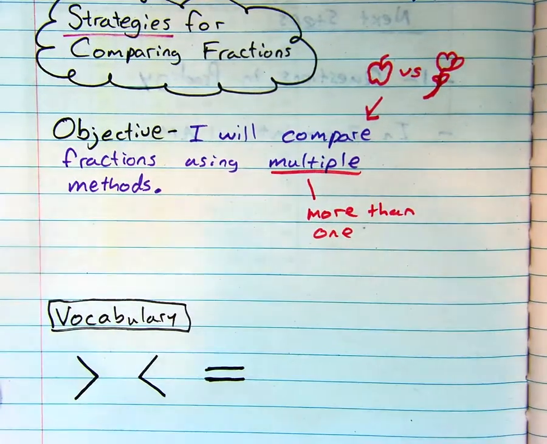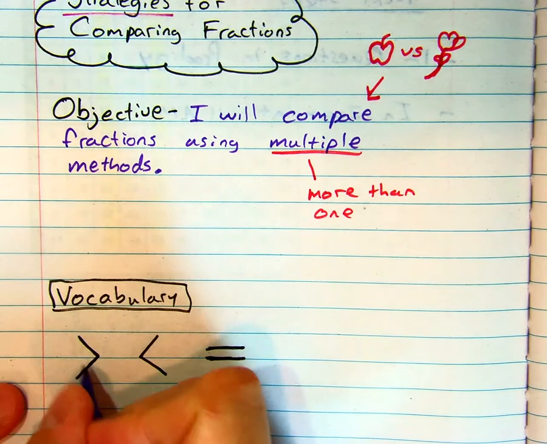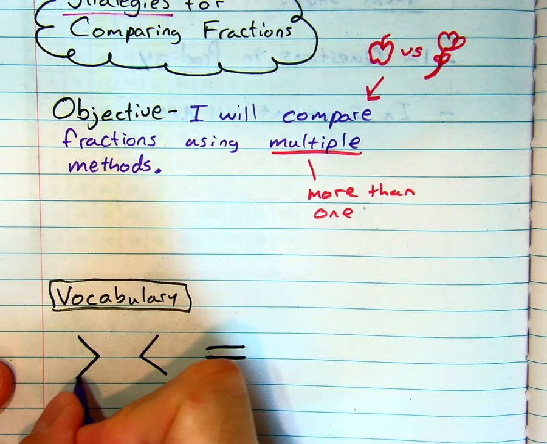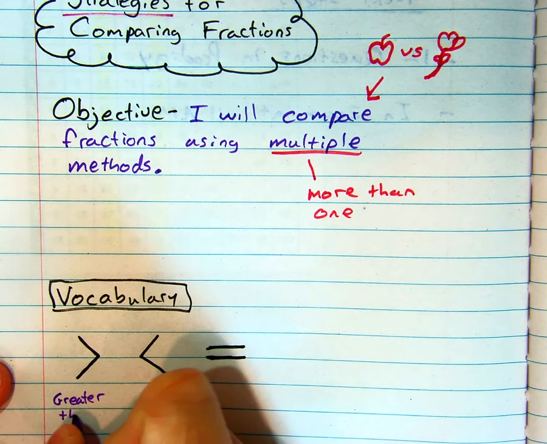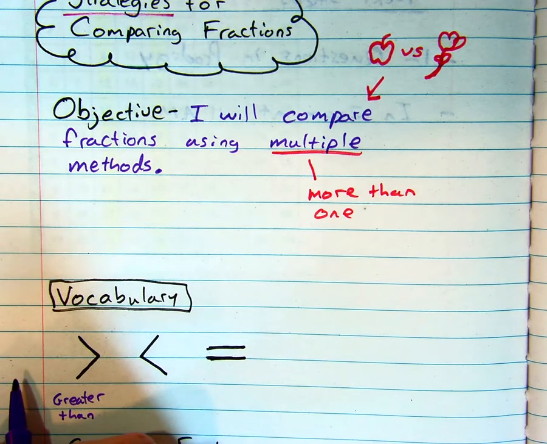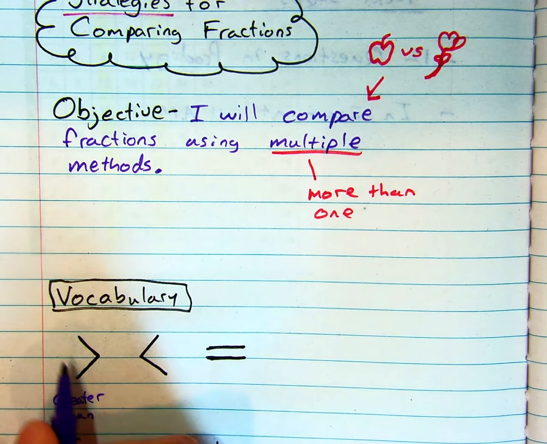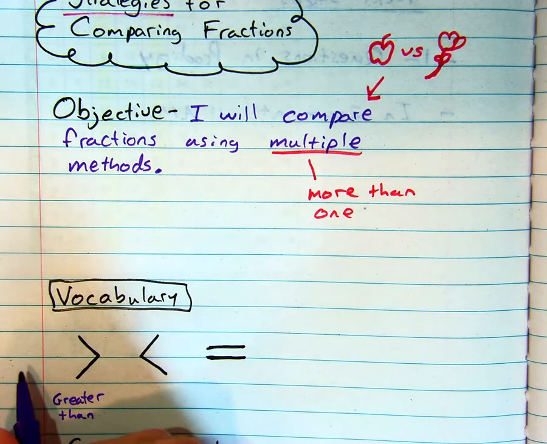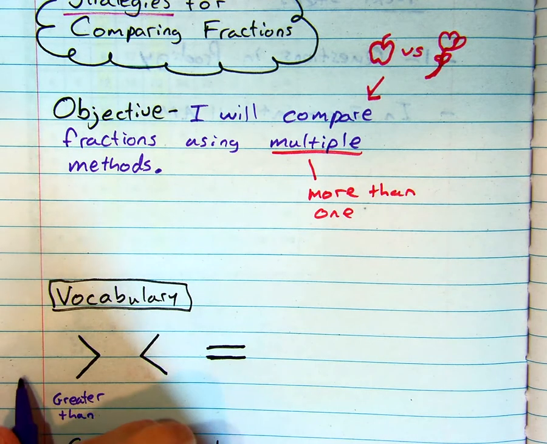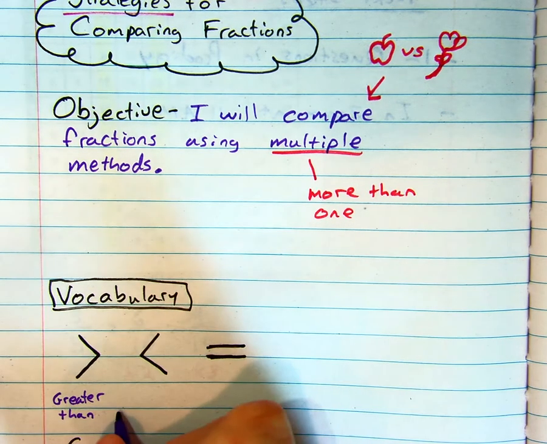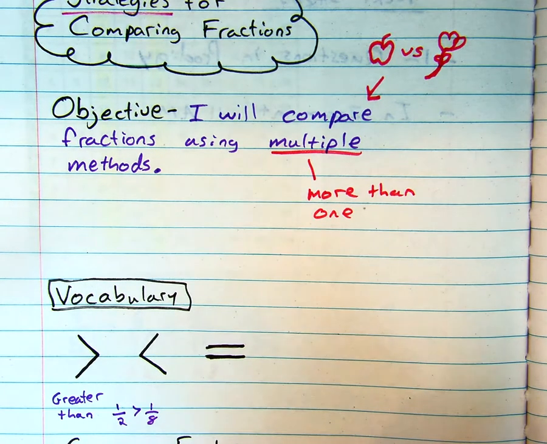Vocabulary. These are the symbols that we'll be using, and we want to name them. So open, we have a line like this that's open to the left. This one is greater than. Just like when we read, we're going to be looking at fractions left to right. So if the fraction on the left is bigger than the fraction on the right, we will put a greater than symbol. So for instance, 1/2 is greater than 1/8. Two big pieces versus 8 small pieces. So we could say 1/2 is greater than 1/8. That would be a greater than example.